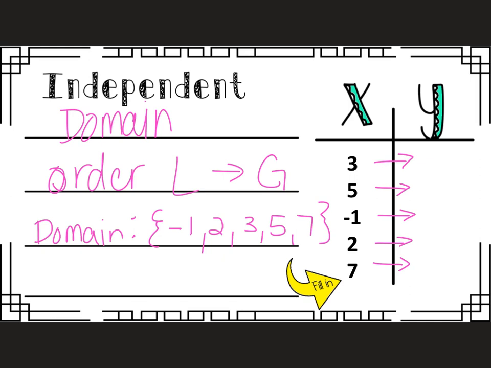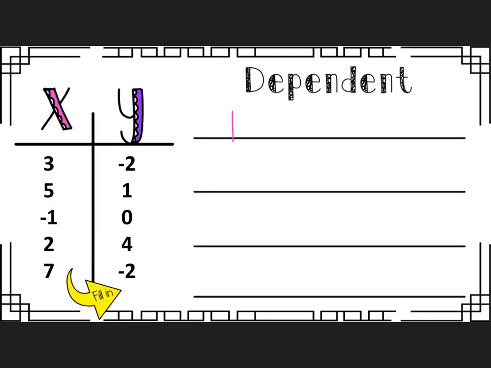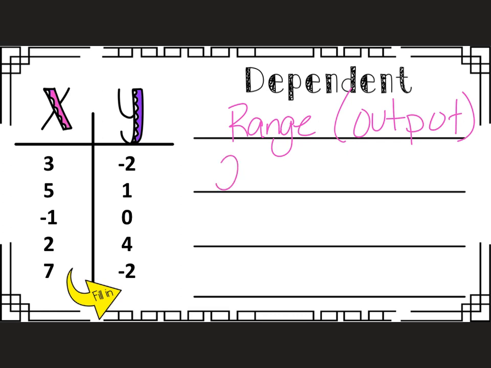Each of those domain values will produce an output value, which is our range value. So these range values were dependent on the input. So now these are the output. In this case, we also list them in order from least to greatest. So when we plugged in a 3, it produces a -2. When we plug in a 5, we get a +1. When we substitute a -1, we get a 0, and so on and so forth.